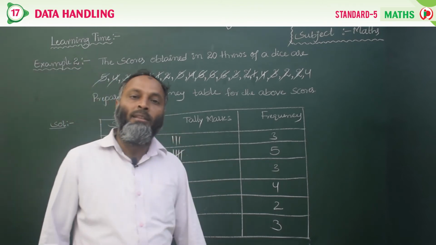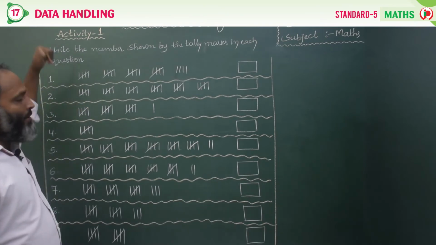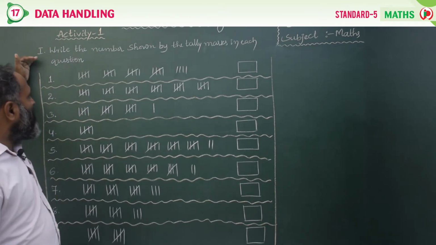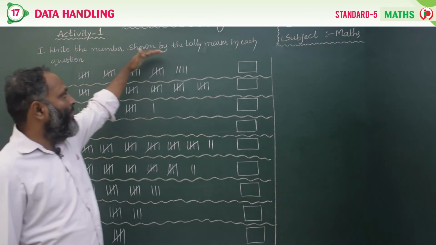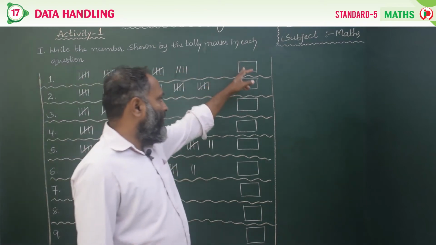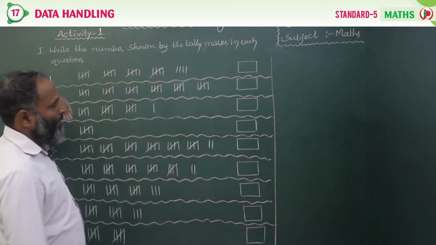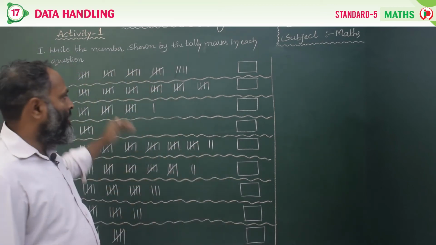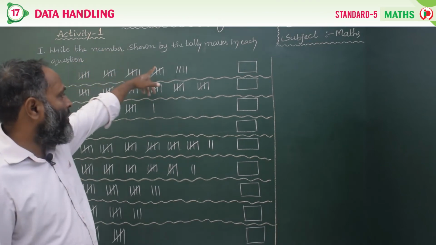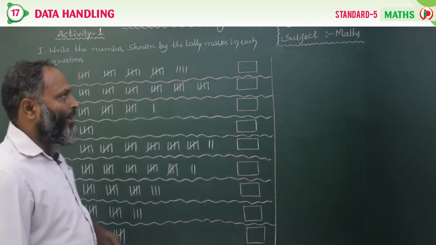Okay students, now in the activity, the first question. Write the numbers shown by the tally marks in each question. We should write the numbers here in the boxes. Here the tally marks are given, so according to the tally marks we should count and write the number in the box.